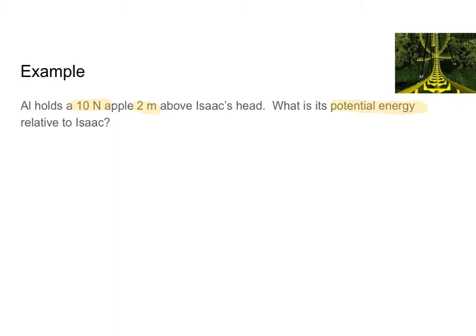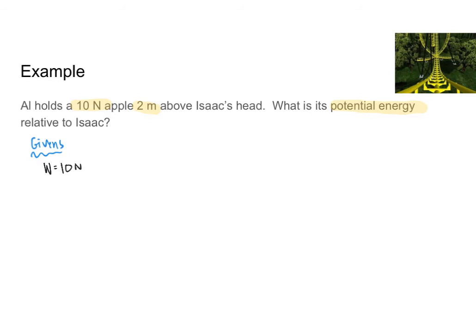Now, you may not always get your 0, but I trust that most people will be able to kind of tell from the problem what it should be. Do not overthink your 0. Make it whatever feels like the most obvious. Usually, again, the ground. In this case, Isaac's head. But whatever we're measuring from is going to be our 0. So let's go ahead and list out our givens. I know that my weight is 10 newtons.